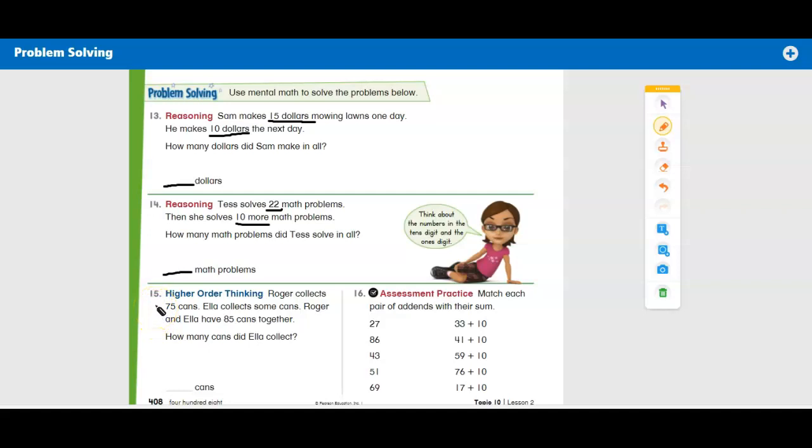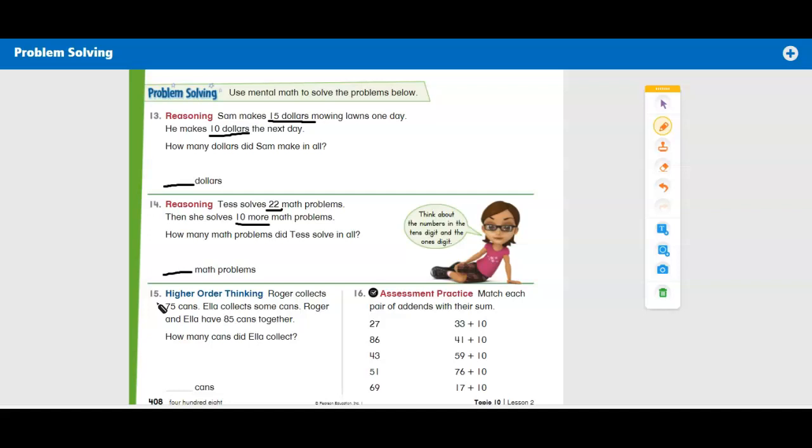Number 15 says higher order thinking. Roger collects 75 cans. Ella collects some cans. Roger and Ella have 85 cans together. How many cans did Ella collect?